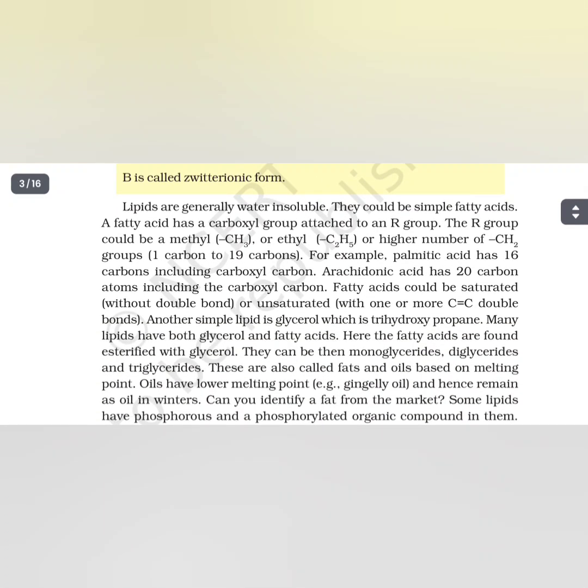Lipids are generally water insoluble. They could be simple fatty acids. A fatty acid has a carboxyl group attached to an R group. The R group could be a methyl or ethyl or a higher number of CH2 groups, 1 carbon to 19 carbons. For example, palmitic acid has 16 carbons including the carboxyl carbon. Arachidonic acid has 20 carbon atoms including the carboxyl carbon. Fatty acids could be saturated without a double bond or unsaturated with one or more carbon-carbon double bonds.